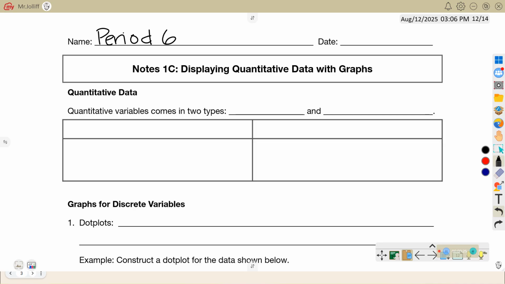Because for quantitative data, the graphs are actually easier. The tables get a little messy. Weird, right? We'll learn why on Friday. So we're going to start with the graphs.